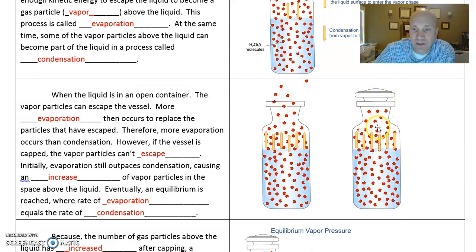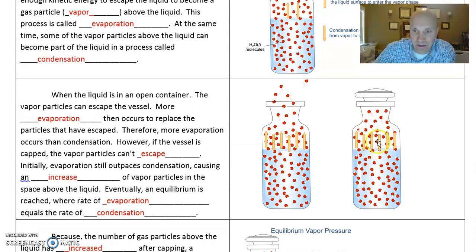Eventually you're going to get to a point where the amount of evaporation happening is the exact same rate as the condensation, and at that point, you're going to have a constant amount of vapor particles in this space above the liquid. So again, as long as this is uncapped, you have more evaporation going on than condensation because the particles can leave. But when you have it capped, you initially have more evaporation going on, but then you get a certain accumulation of vapor particles.